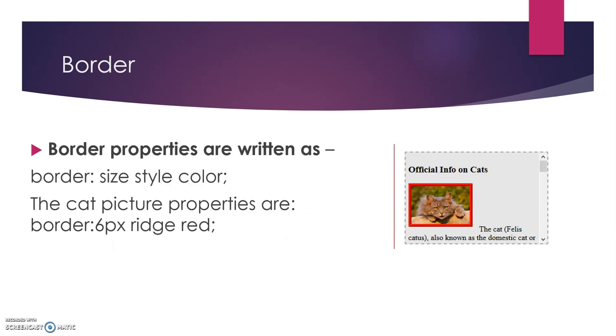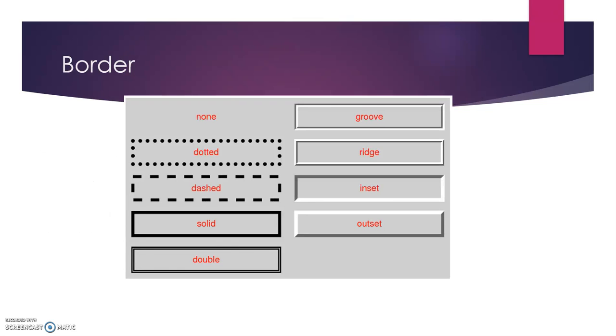Border properties are written as border: size style color; In this cat example, the cat picture border is written as border: 6px ridge red; There are 10 different border styles that are available.